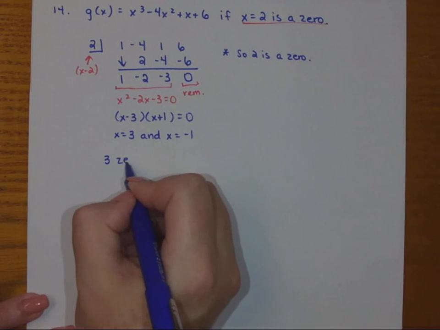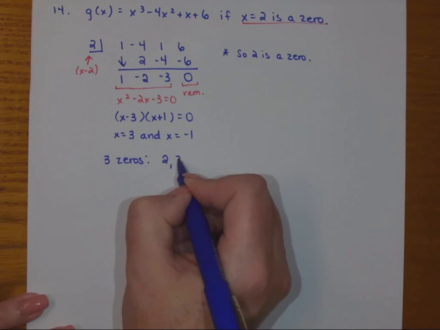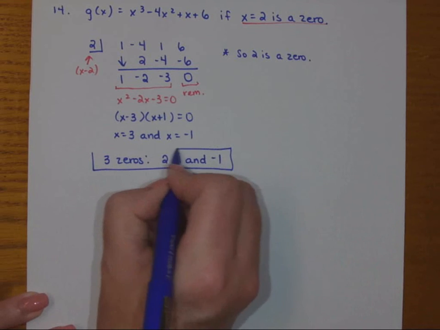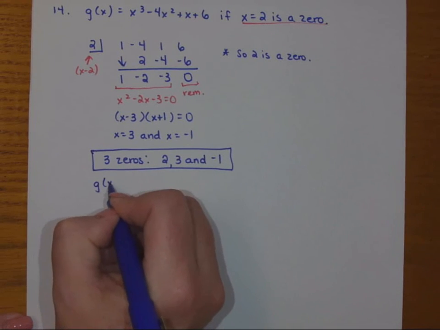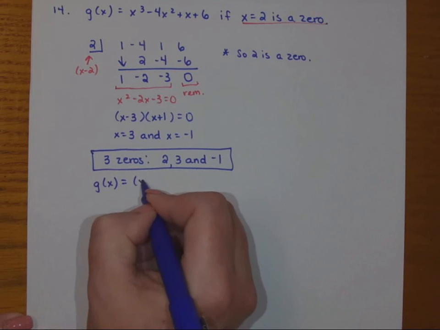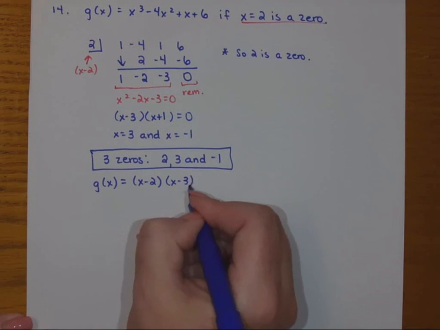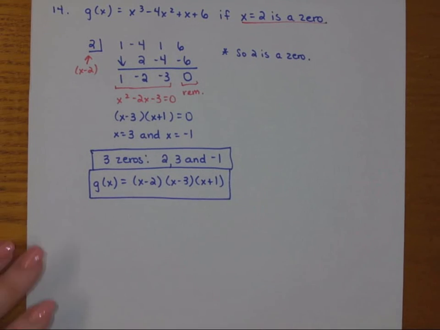So the 3 zeros, since I gave you some guidance on what to start with, are 2, 3, and -1. If you were to graph this, you would see that it crosses at all 3 of these points. Okay, and then as far as the simplifying and factoring goes, it's x minus 2, and then it's these 2 parentheses that I just factored further.